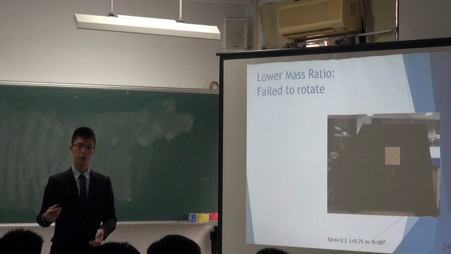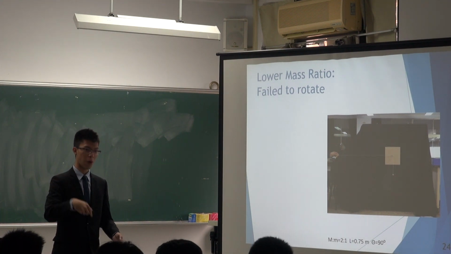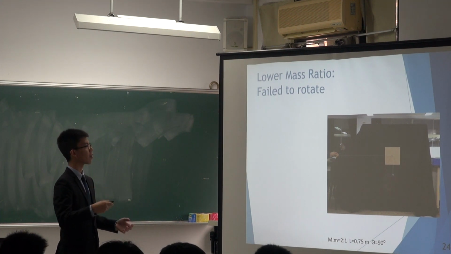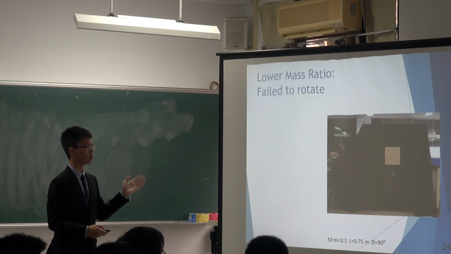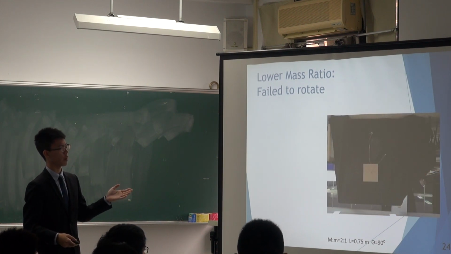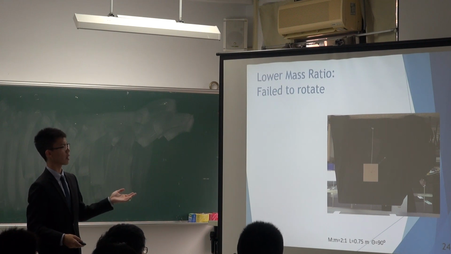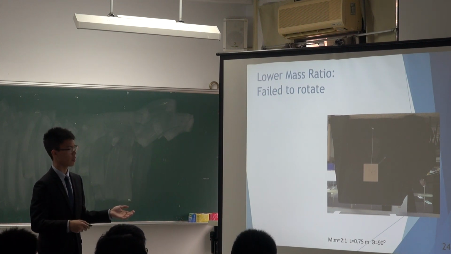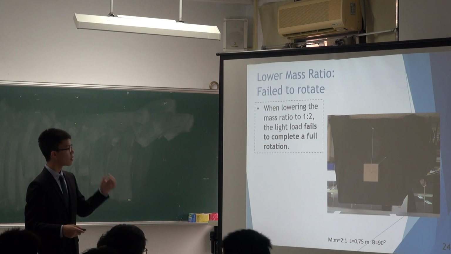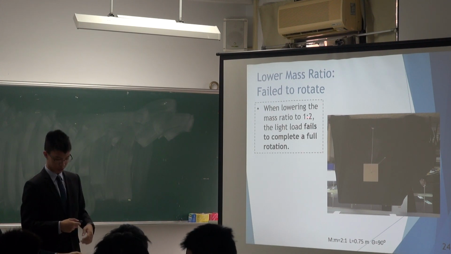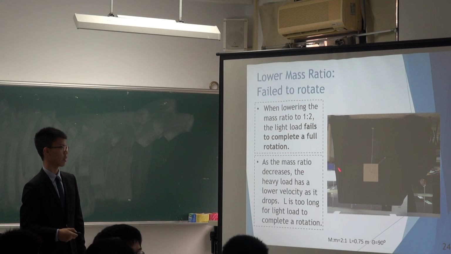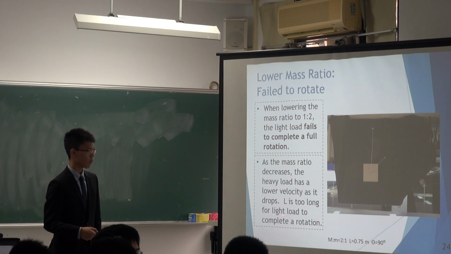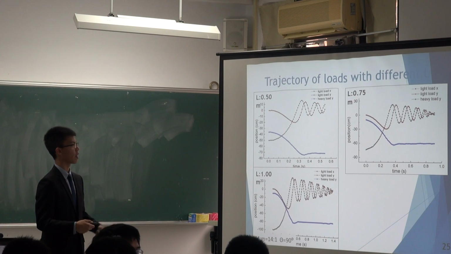So what if we go to an even lower mass ratio? What would actually happen is that it would fail to rotate, or just bounce back. While we're lowering the mass ratio to 1 to 2, it actually fails to complete the full rotation, as it takes too long to complete the rotation, which is associated with the angular velocity.